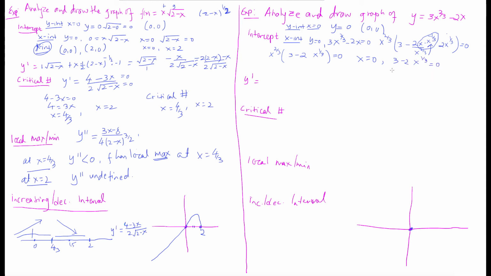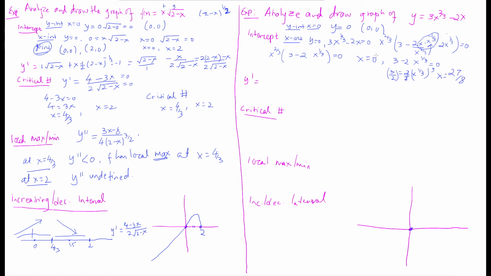How do you solve this? You get 3 equals 2x to the 1/3, so 3/2 equals x to the 1/3. Cubing both sides implies 27 over 8, so x equals 27/8. So basically 3 point something, right?